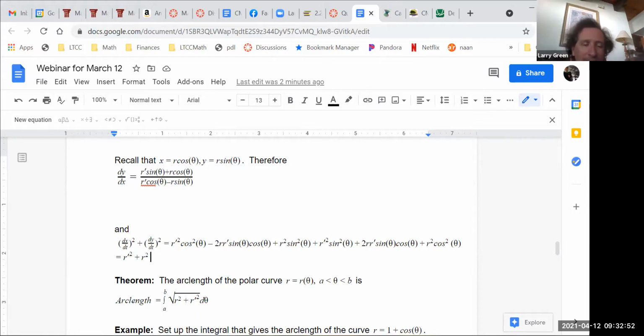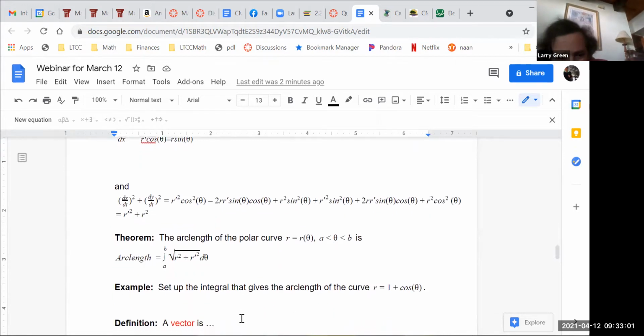Okay, again, in my experience grading tests and stuff, that's usually where people stumble. So let's do an example. And of course, in this example, we're going to find A and B. And the rest is basic if you use a computer. Set up the integral that gives the arc length of the curve r equals 1 plus cosine theta.